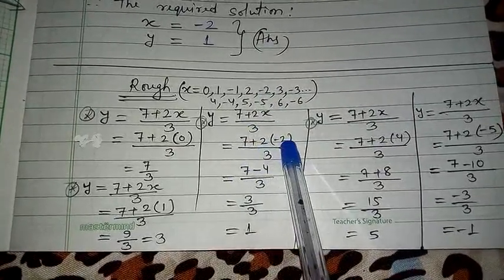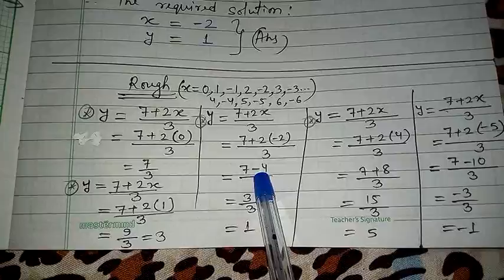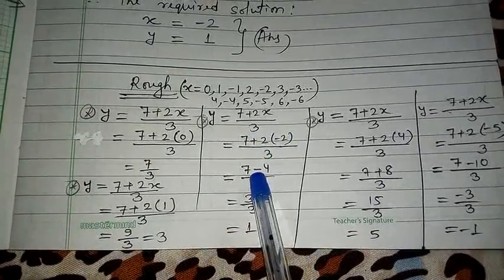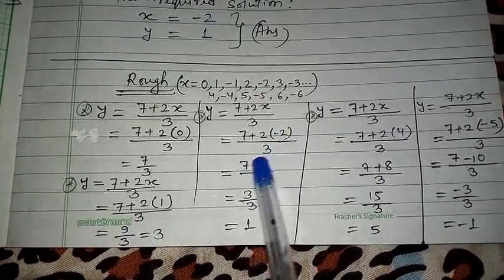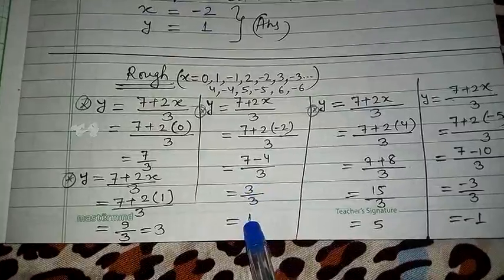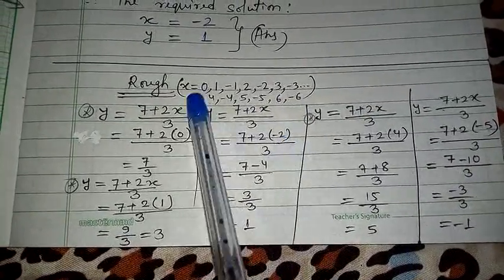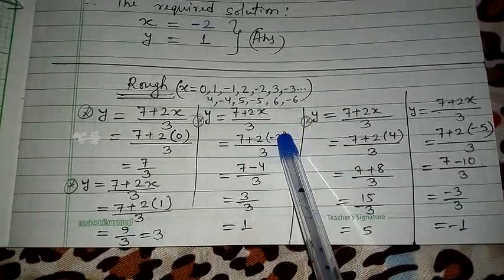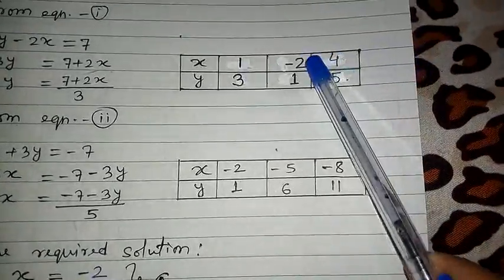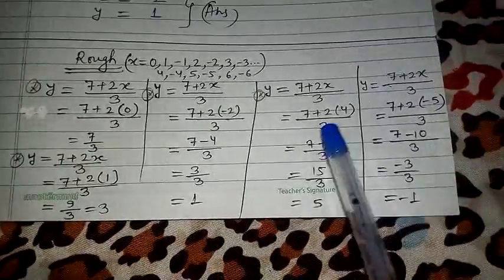So you can see 2 2s are 4, and 7 minus 4 is 3. 3 by 3 is 1. So I can say the value of x is minus 2 and the value of y is 1. So minus 2, 1. That value I put here. Again I will move forward.